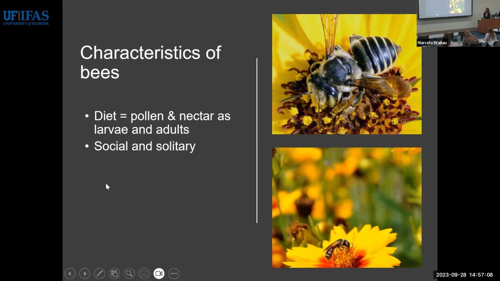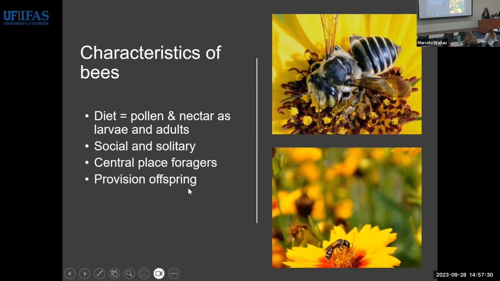Not all bees are social, but all bees are central place foragers, meaning the female will establish her nest, and then she forages around that nest for her entire lifespan. Unlike butterflies that can lay eggs here and lay eggs there and move on and maybe migrate, bees as adults stay in one spot. They're very local.